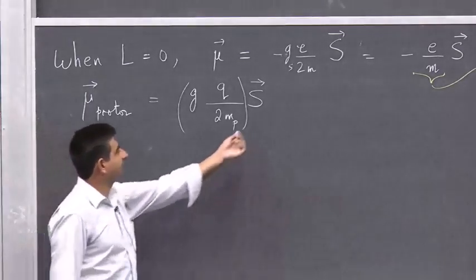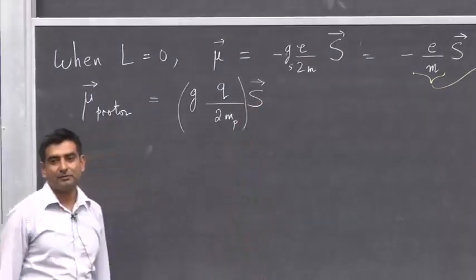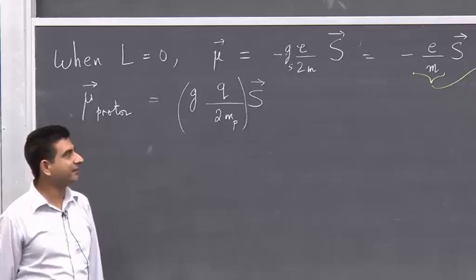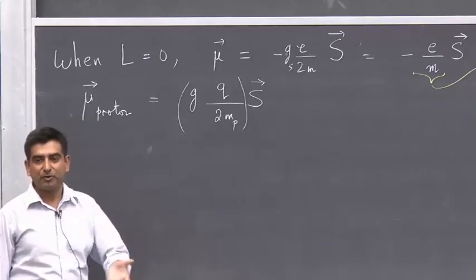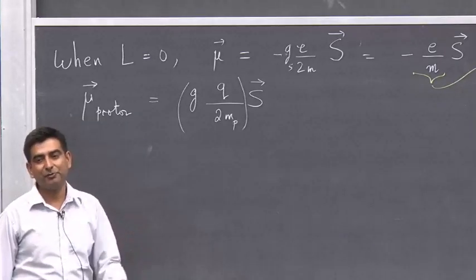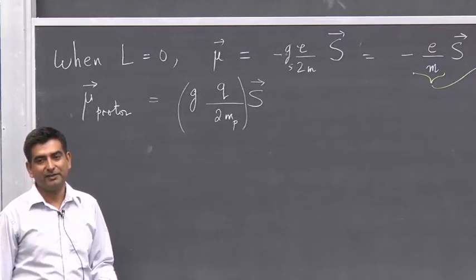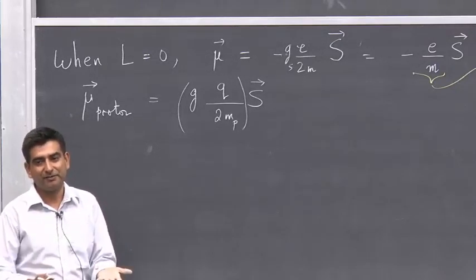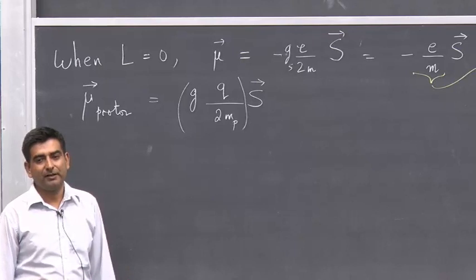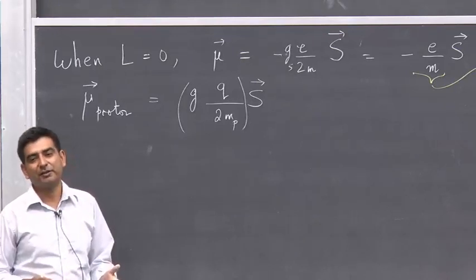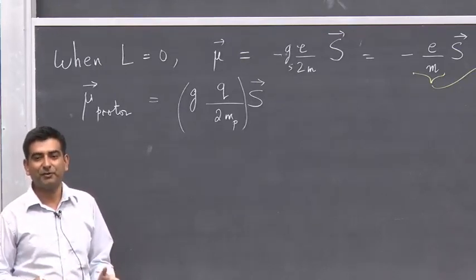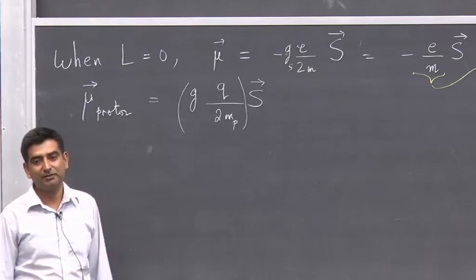If this is the spin of a nucleus, then this becomes the magnetic moment of a nucleus. Then it's called the nuclear magnetic moment. It depends on what nucleus you're talking about. A nucleus will also have orbital angular momentum, so you have to take that into account as well.